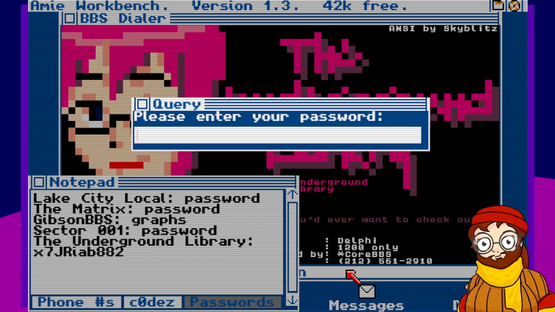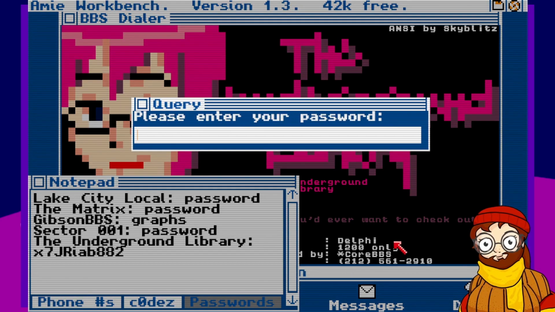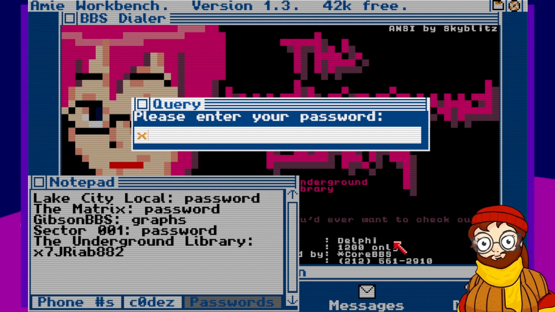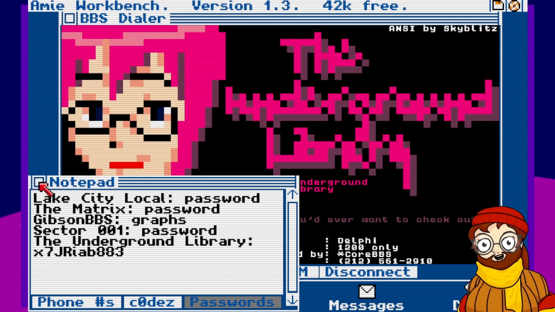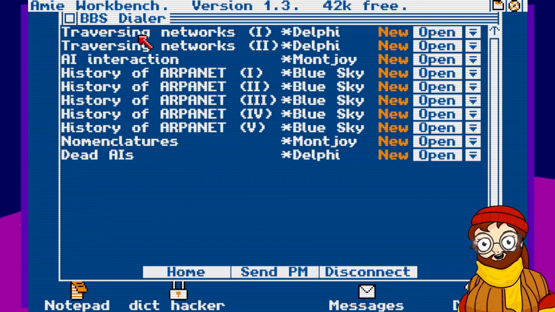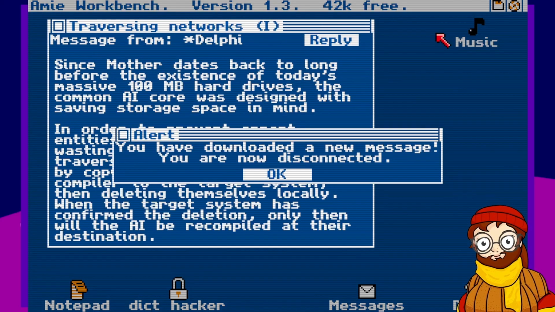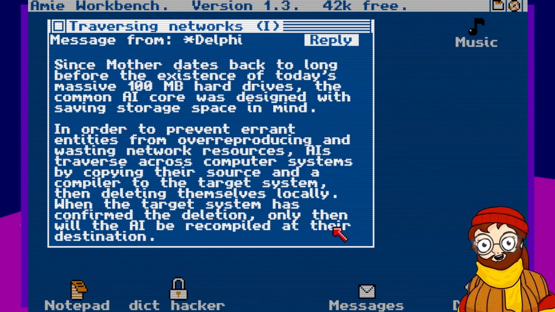So, we've got this number, but it's rescinded. So, J, do I have to capitalize? Let's just in case, let's capitalize. JRIAB 883. There we go. Messages, traversing networks, Delphi. You have downloaded a new message, and you're now disconnected. Okay.